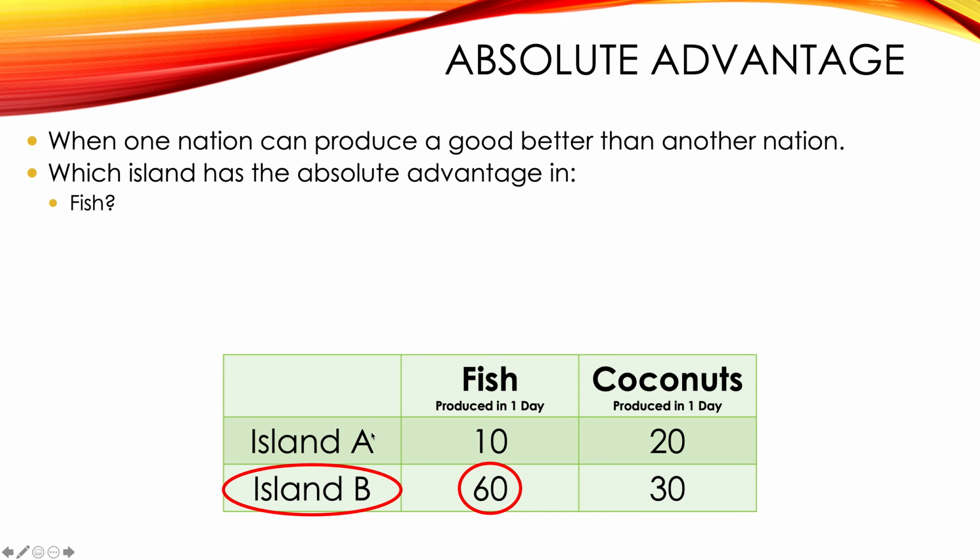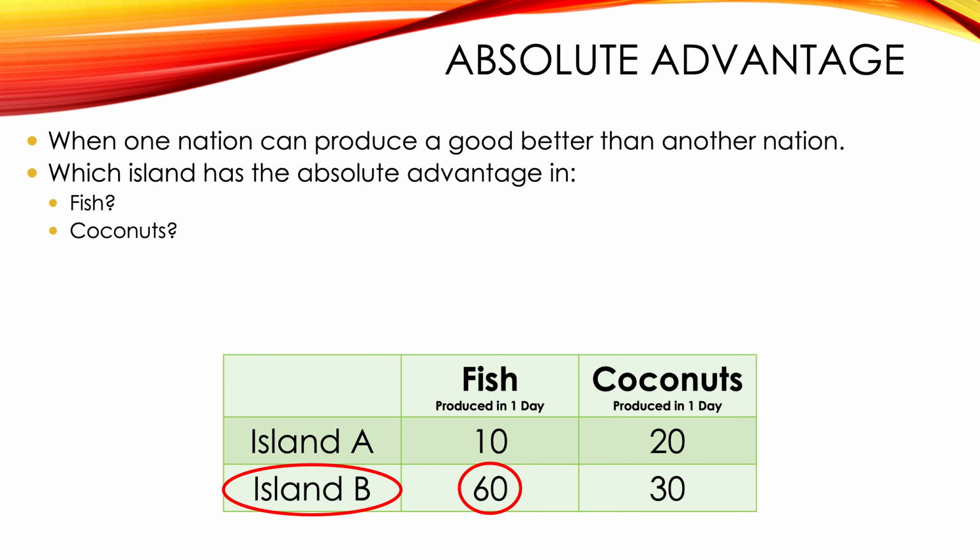So Island B is much better at fish production. Which island is better at producing coconuts? Well, that would also be Island B, because Island B can produce 30 units of coconuts in a day, whereas Island A can only sadly produce 20 units of coconuts in a day. So Island B has the absolute advantage in both of these products.